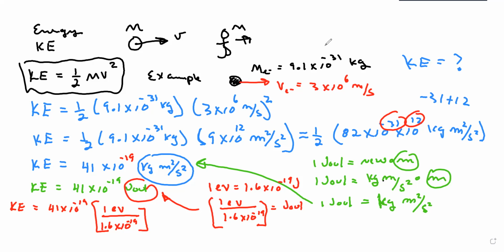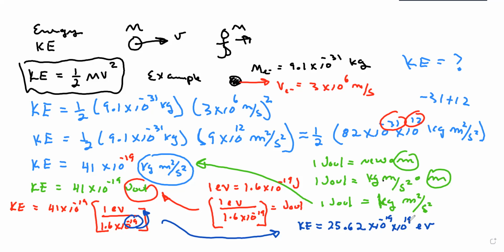And if we do this, we're going to do it over here. If you divide 41 by 1.6, the kinetic energy is going to be, that's going to throw me 25.62. And then you got this times 10 to the minus 19. But then the 10 to the minus 19 that's in the bottom, in the denominator, is going to go up. So it's going to be times 10 to the 19. And that's going to be electron volts now.